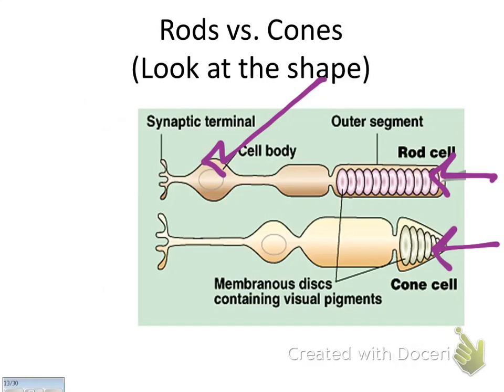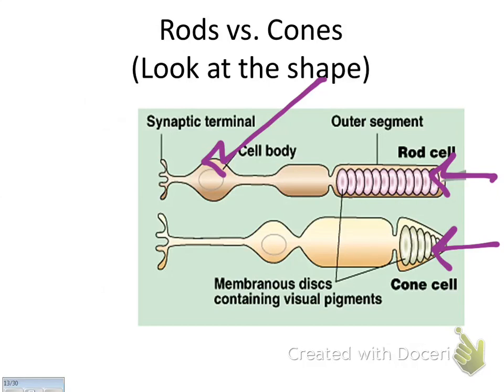Okay, they are the most abundant in animals having these structures. So in other words, we have way more rods than we do cones. There are more rods than there are cones. And they possess a pigment called rhodopsin. It's going to allow you to see in rods black and white. So rods let you see black and white, and then cones let you see color.